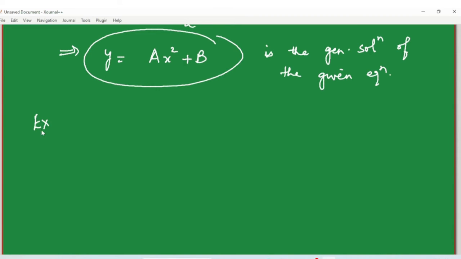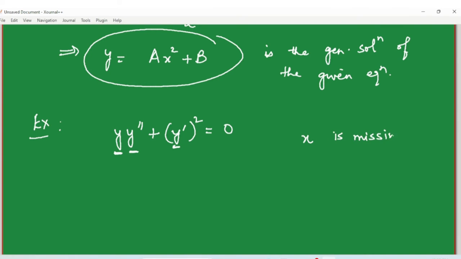The procedure would be somewhat similar with a slight change. Let's look at this question. Y double dash plus y dash square equal to 0, let's say. So we can see that it's a second order differential equation involving the second order derivative, the first order derivative, and the square of the first order derivative. So we can see that the independent variable x is missing here.